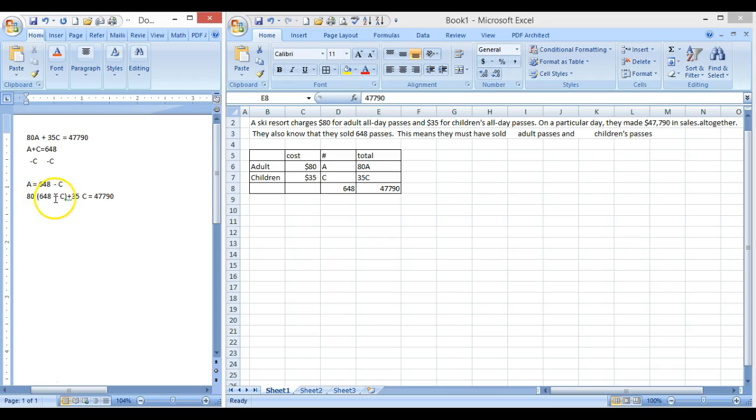Okay, so to continue solving this, I need to do the distributive property here, which means 80 needs to be multiplied to everything inside the parentheses. So I'm going to come back over here to Excel just to make it work like a calculator.